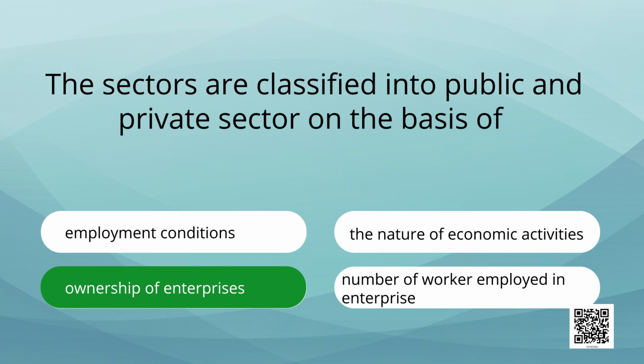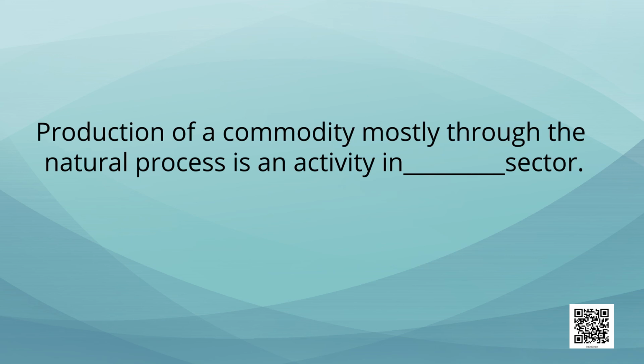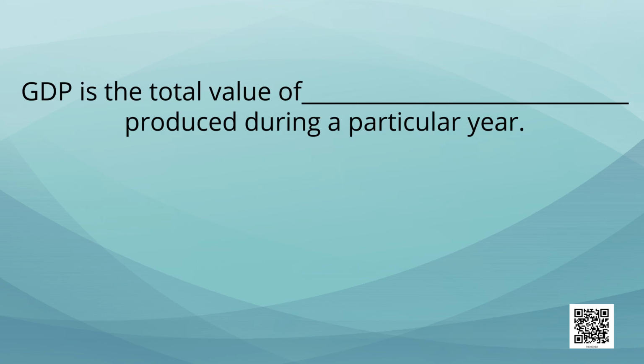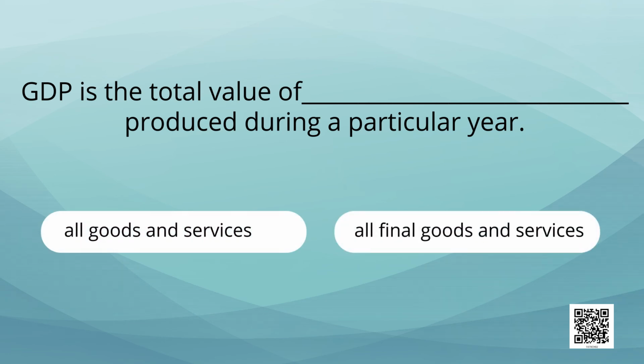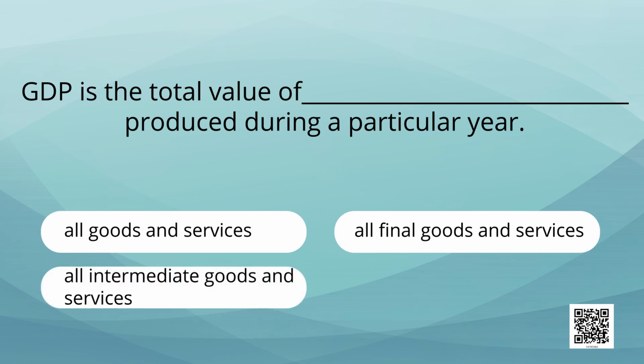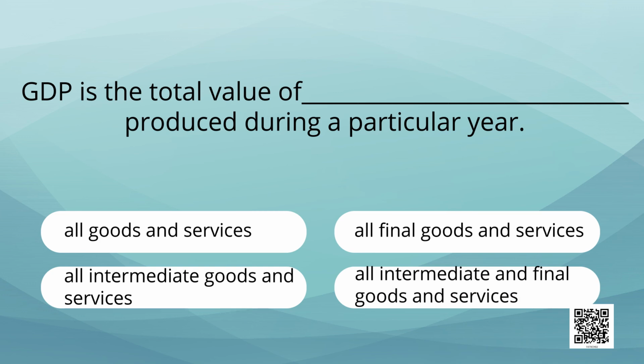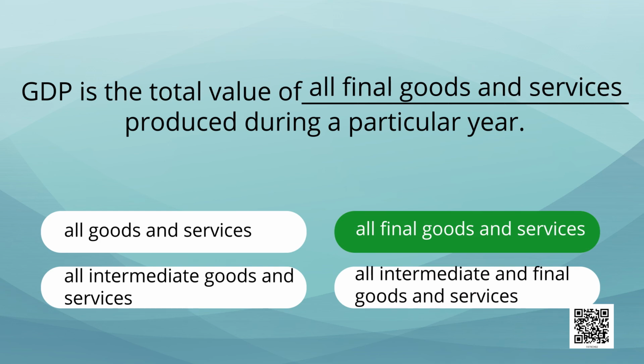Now look at the second part. Correct. Production of a commodity, mostly through the natural process, is an activity in private sector. Now look at the third part. GDP is the total value of dash produced during a particular year. Your options are all goods and services, all final goods and services, all intermediate goods and services, all intermediate and final goods and services. Correct. All final goods and services. GDP is the total value of all final goods and services produced during a year.